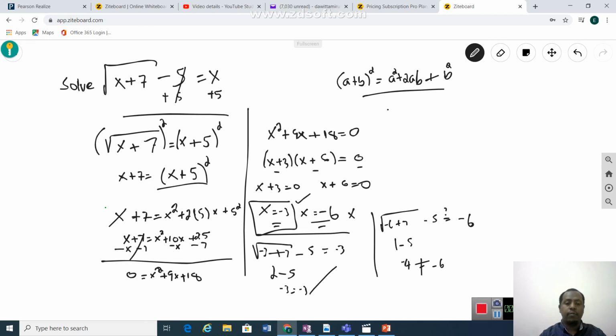So on problem 4, we checked the extraneous solution.